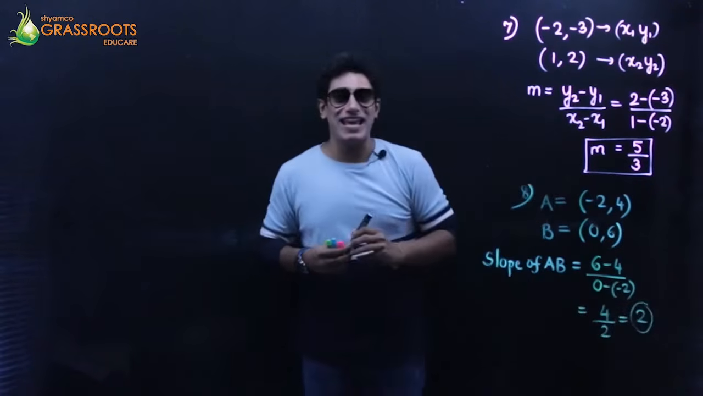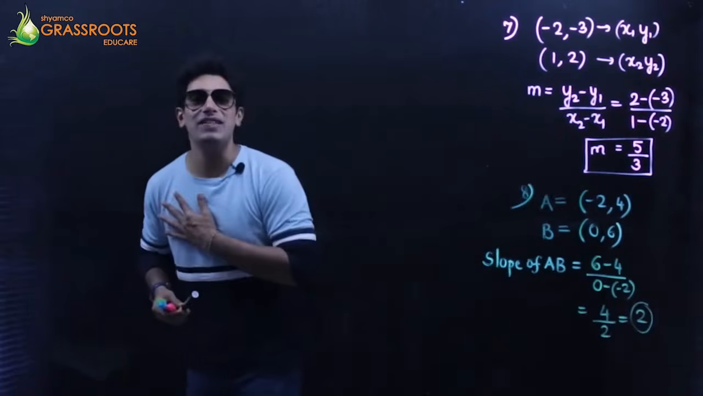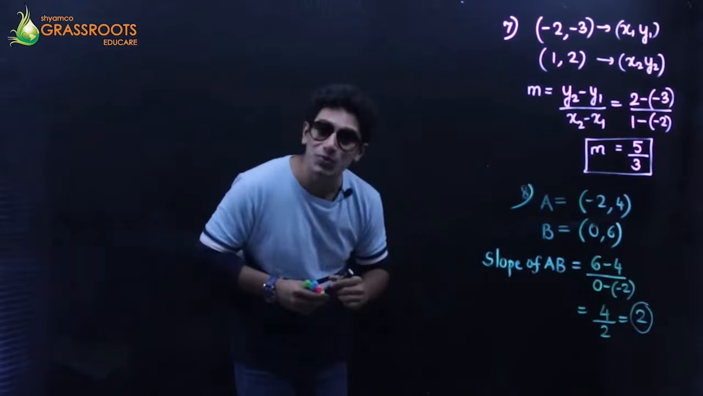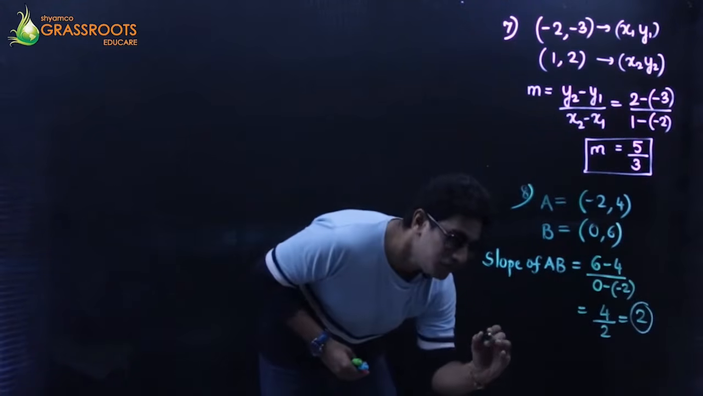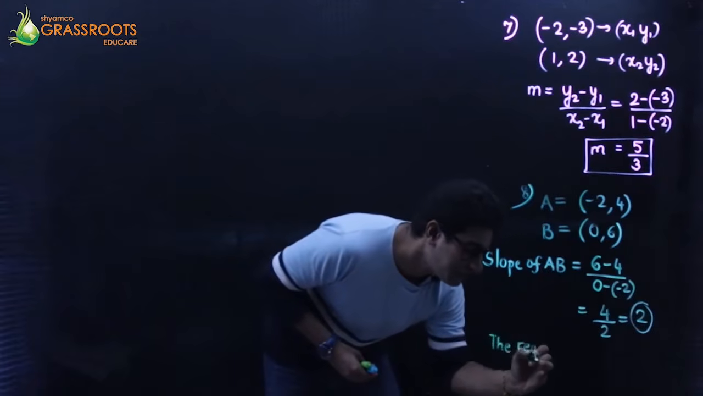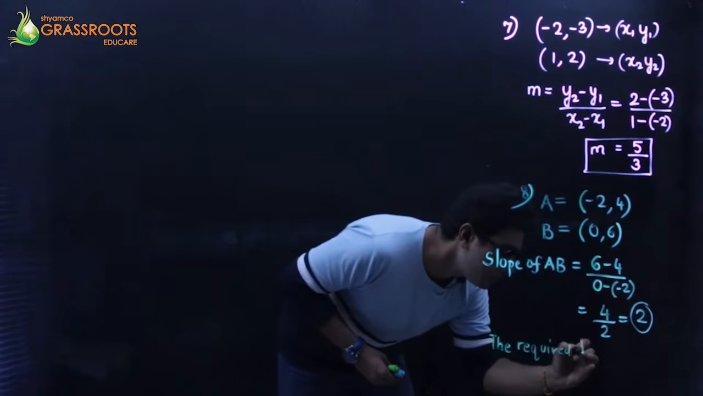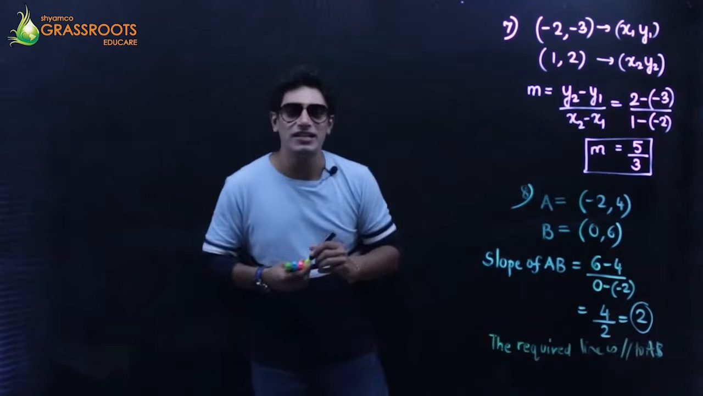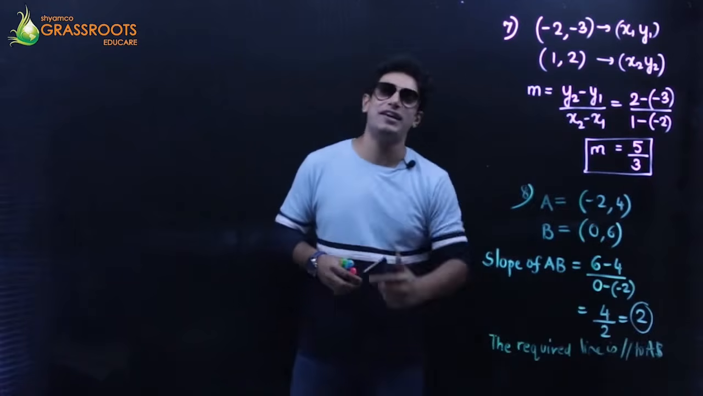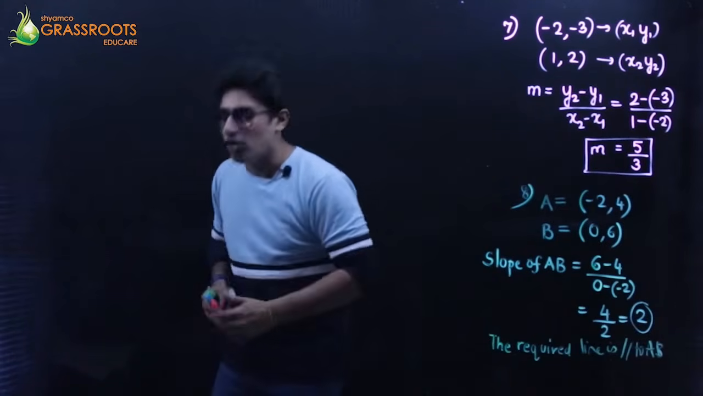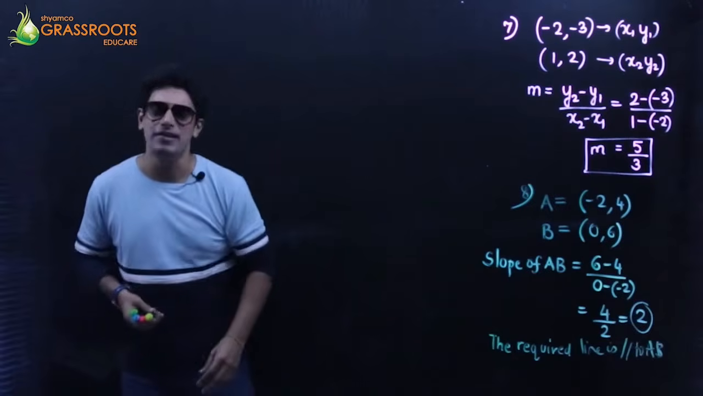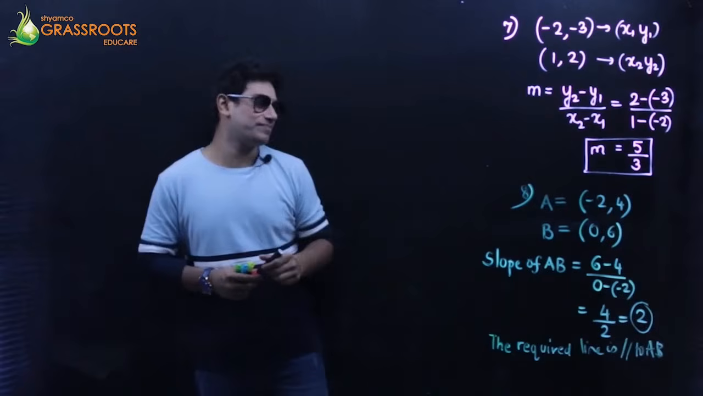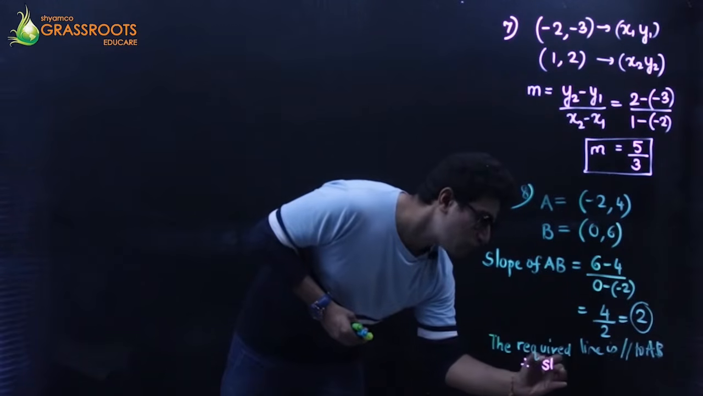So if AB's slope is 2, then the slope of our parallel line will also be 2. The required line is parallel to AB, and if the required line is parallel to AB, the slope of the required line is also 2, because when lines are parallel, slopes are equal. So the answer is 2. Therefore, slope is equal to 2.